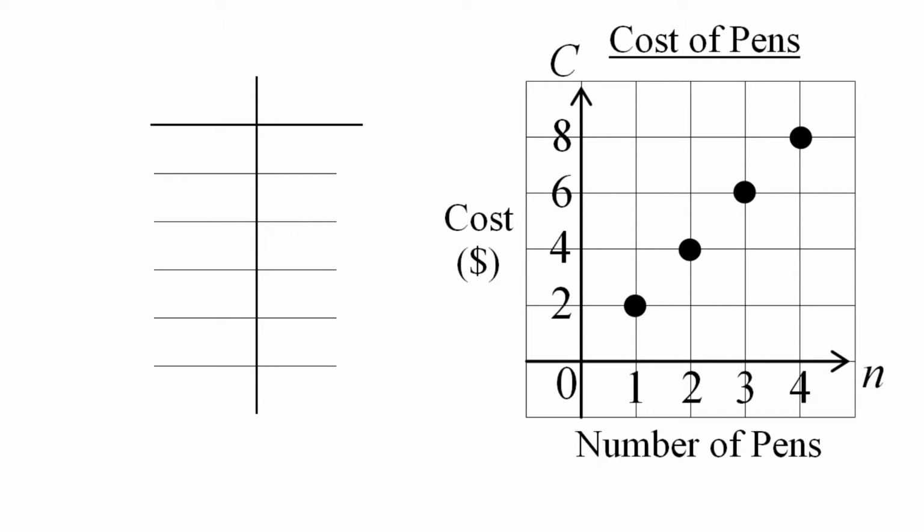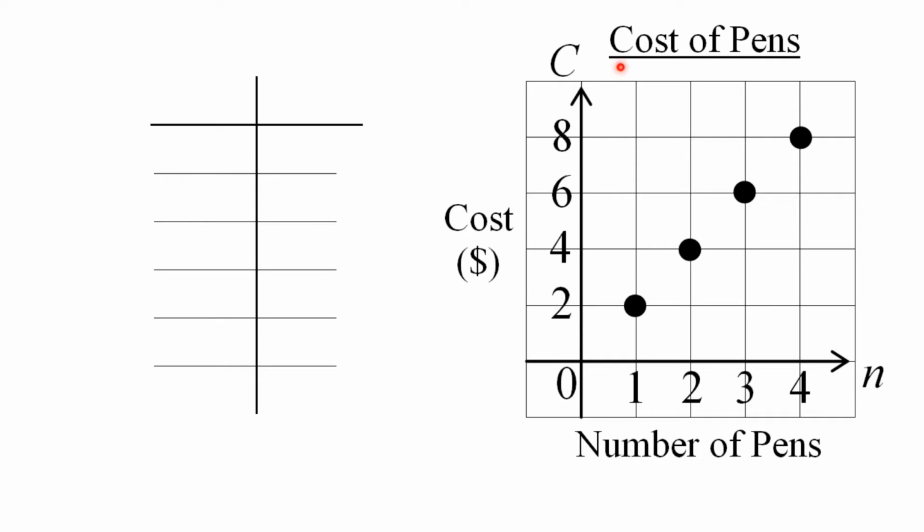So here we have a different situation. Before we were given a table of values and we had to plot them on a graph. Here we've been given a graph with values already plotted on it, and I want you to fill out the table of values. So first thing we should do is figure out what this graph actually is.